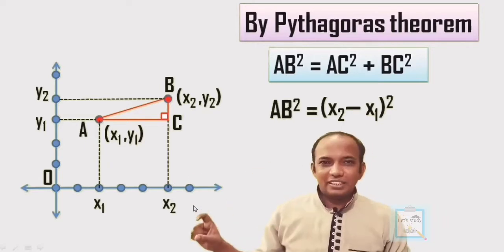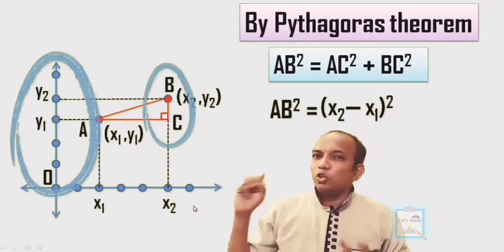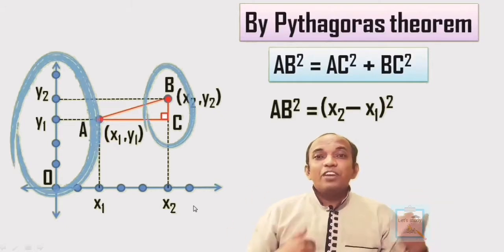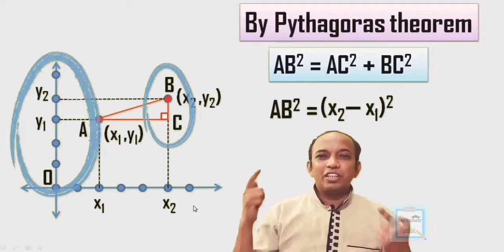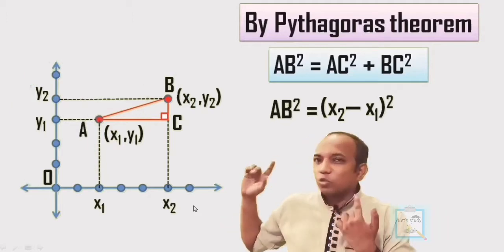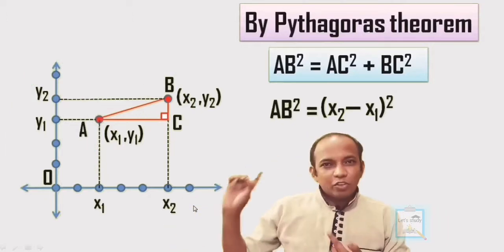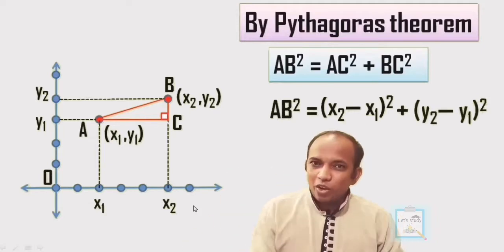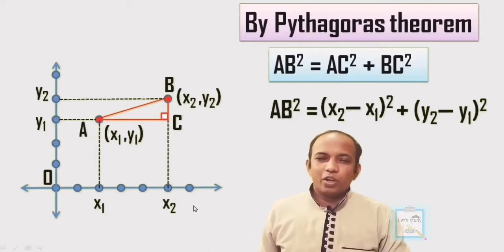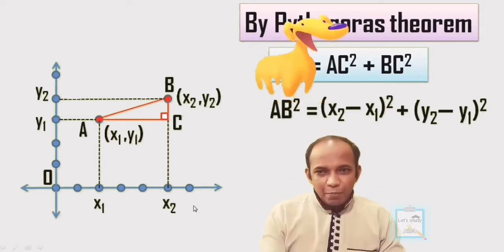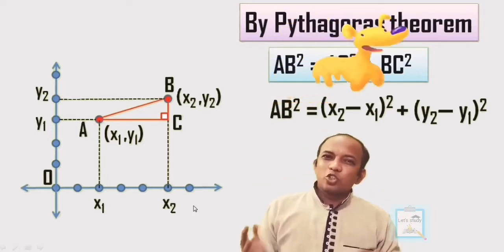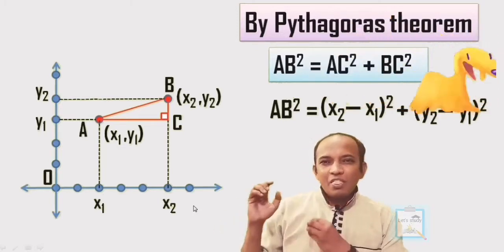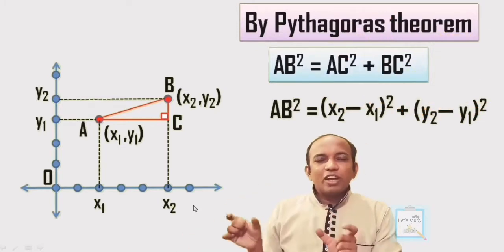Consider now segment BC. BC is parallel to the y-axis, and if it is parallel to the y-axis, then ultimately we have to take the difference between the y coordinates, that is y2 minus y1, right? And hence for BC we have y2 minus y1. Do not forget to mention the square, as sides are given in the square. So in short, AB square equals x2 minus x1 the whole square plus y2 minus y1 the whole square. From where did we get these values?